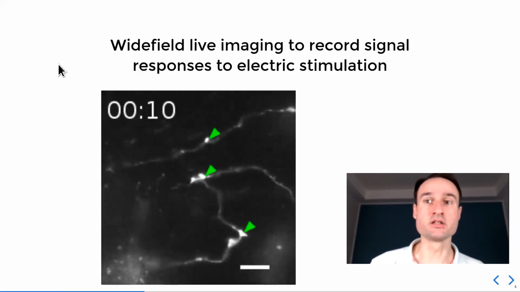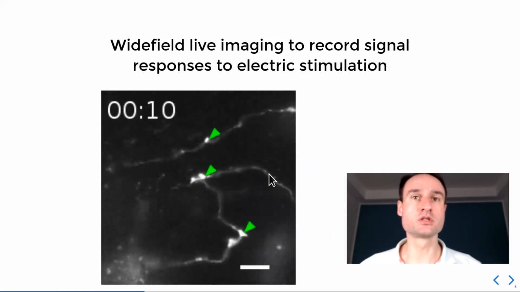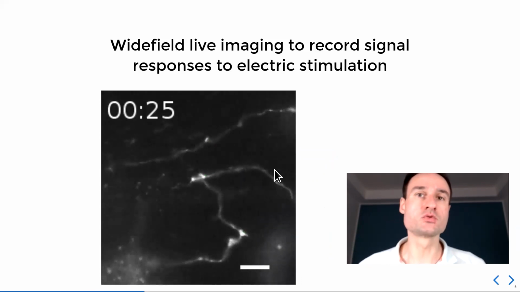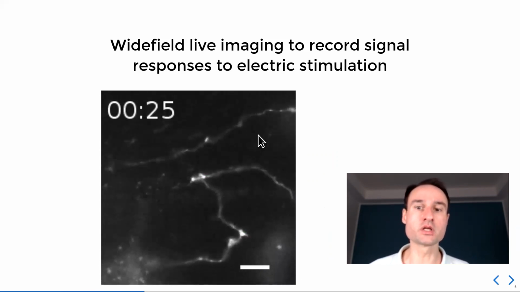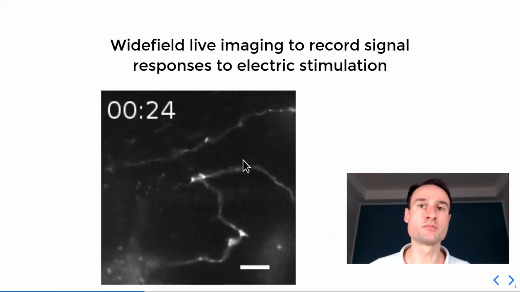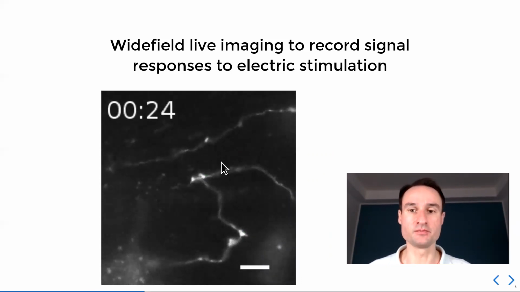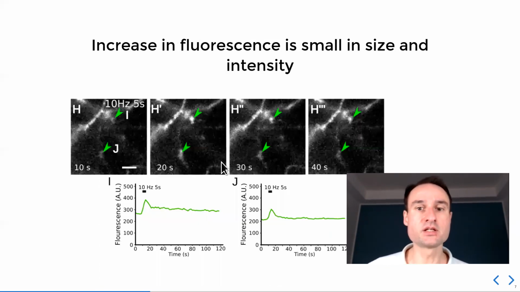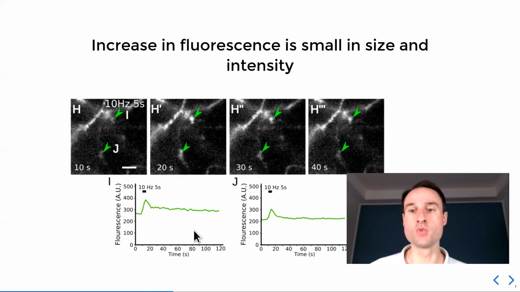How does this look in the flesh? Fast and sensitive wide-field live imaging using low light exposure is used to record these highly dynamic processes. Shown here is such a recording where the increase in fluorescence is elicited by electric field stimulation at a specific time frame. We can see in single frames and in these traces that the increase in fluorescence is small in size and intensity around the stimulation.